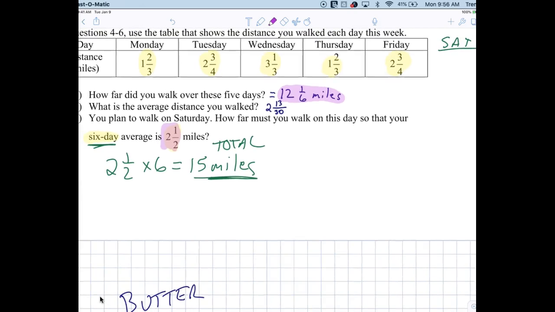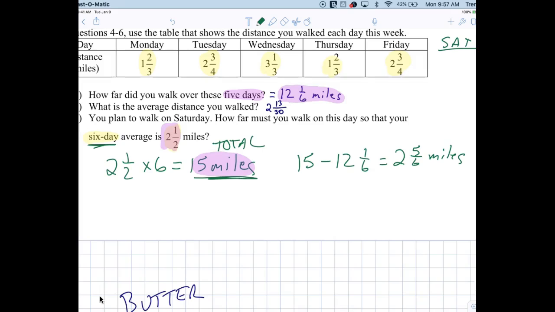So over the first 5 days, we already calculated how many miles we've walked. We've walked how many miles so far? 12 and 1/6 miles. I need to walk a total of what? Very smart. So what do I do now? You subtract 15 and 12 and 1/6. Yay, thank you very much. 15 minus 12 and 1/6 is 2 and 5/6 miles. So if I walk 2 and 5/6 miles on Saturday, I will have averaged 2.5 miles a day. That's exactly what that means.